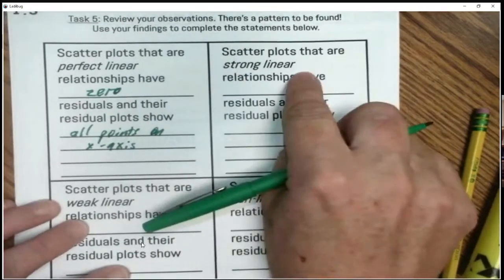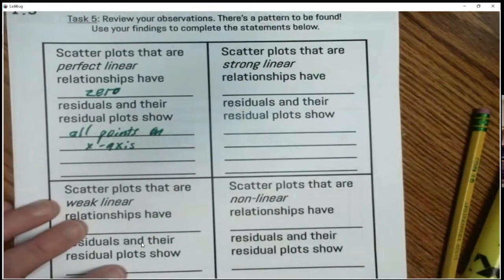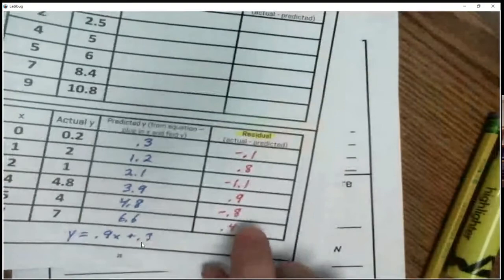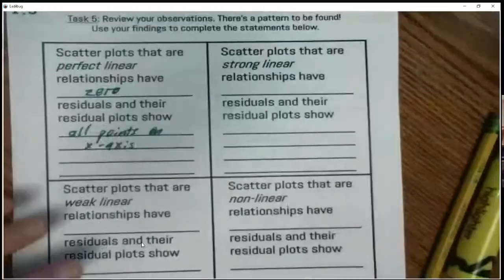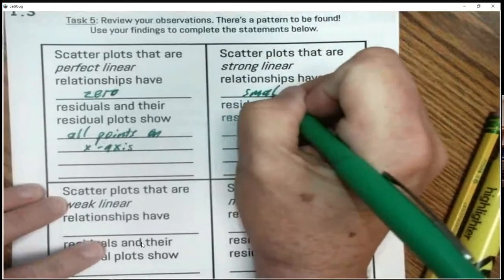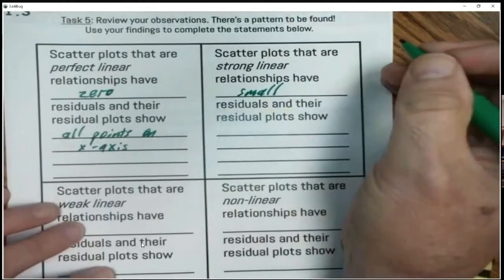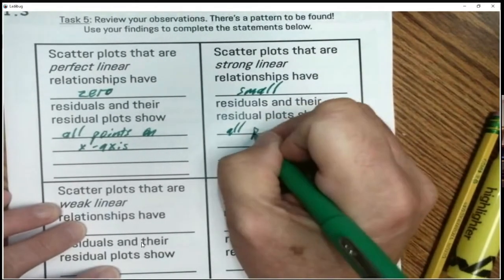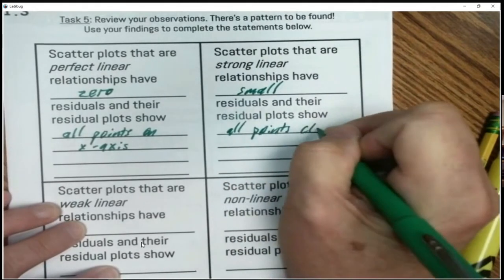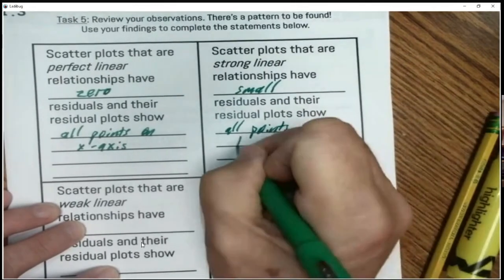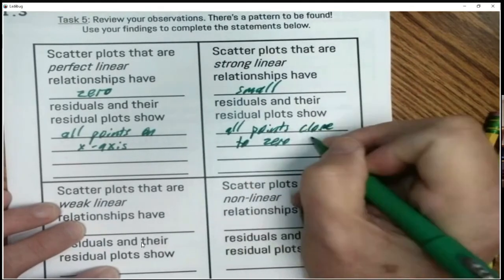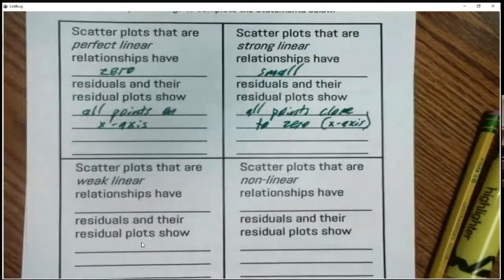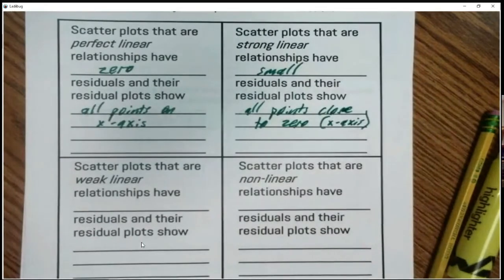If it's a strong linear relationship, it'll have, right? This one was not, but this one was a strong linear relationship. It's very close. So it's going to have small residuals, right? And the residual plots show all points close to 0. I'm going to put x-axis. Right? All the points are going to be close to 0 if it's a strong linear relationship.